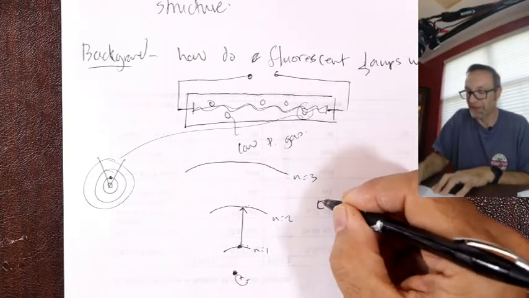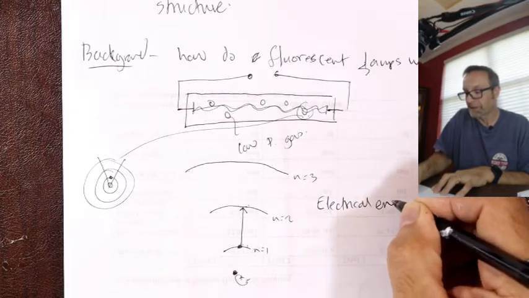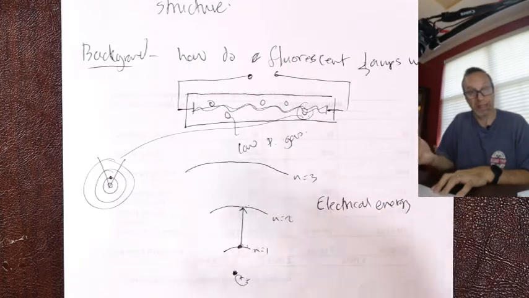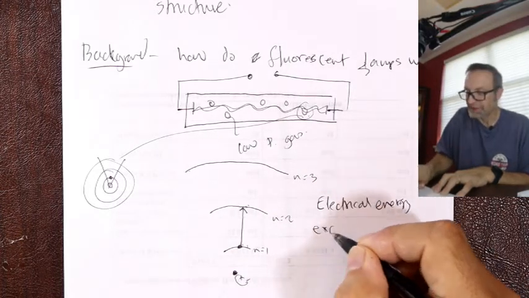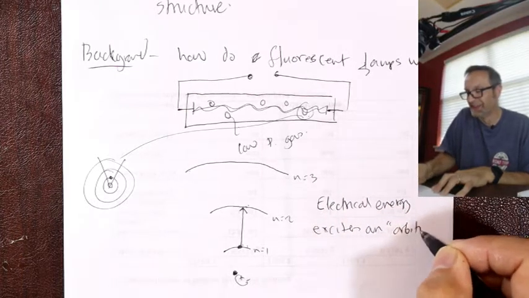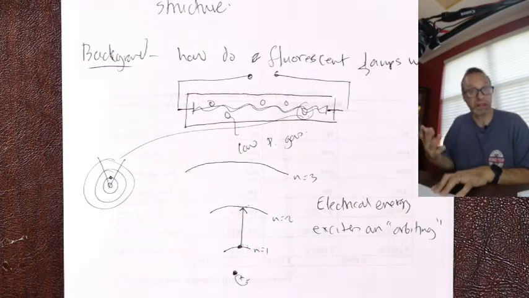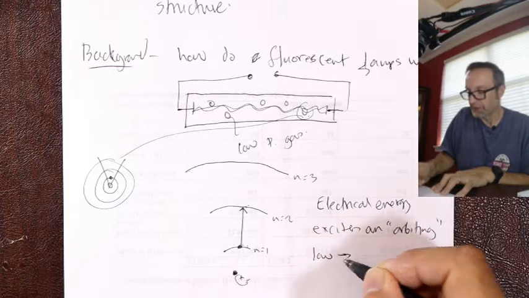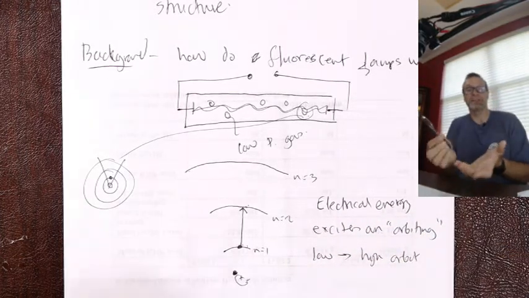So if you write that on the side: electrical energy, this spark that's going through here, those electron-atom collisions, electrical energy excites, let's use old school, it's not really true, but in our model it makes sense, an orbiting electron in the lower level, and therefore it goes from a low to a high orbit. It's like gravity and objects.